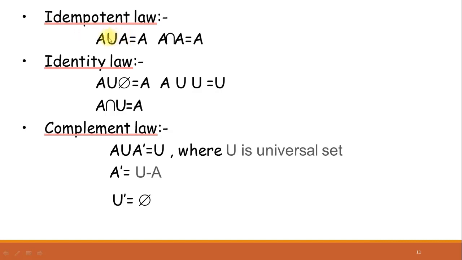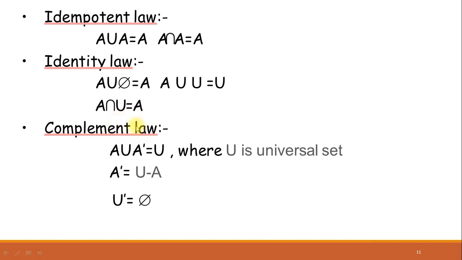In the idempotent law, A union A is equal to A and A intersection A is equal to A. And identity law. Identity law says that A union empty set is equal to A and A union universal set is equal to universal set. Similarly, A intersection universal set is equal to A.